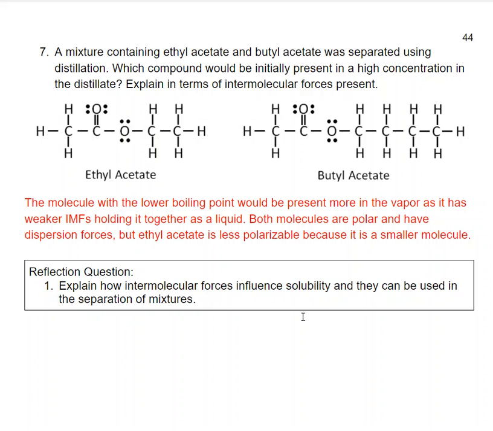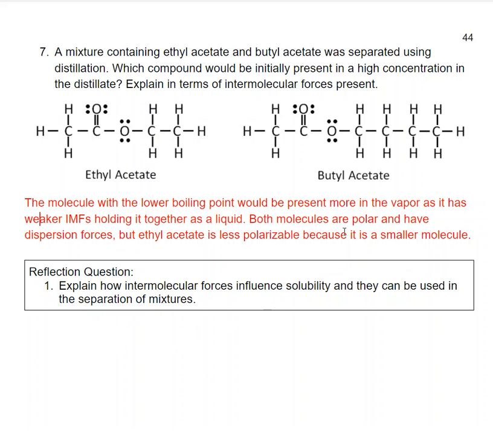Both molecules are polar and both have dispersion forces, but ethyl acetate is a little less polarizable because of the smaller size of the molecule. So butyl acetate would have a slightly higher boiling point. So it would come out of our distillation after ethyl acetate.